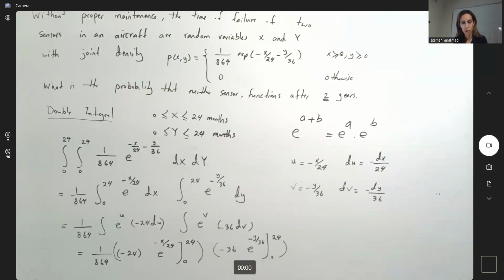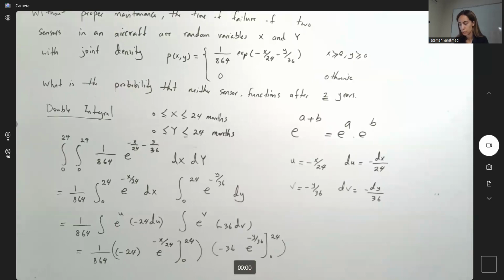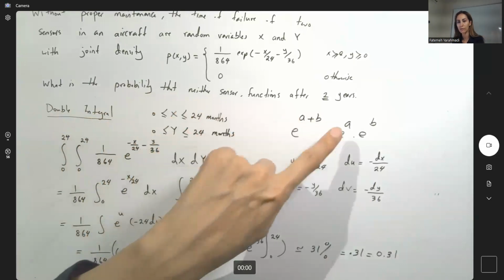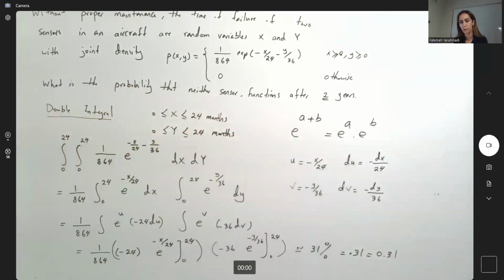If you do the substitution and do the computation, you're going to get approximately 31%, or 0.31. So the probability that neither sensor functions after 2 years is 31%.